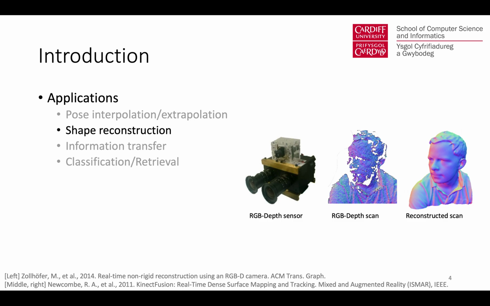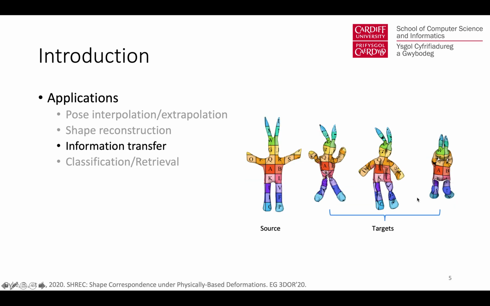In terms of shape reconstruction, a single view can be captured using RGB sensors, but due to occlusion, they can't have the entire surface captured, and therefore multiple views need to be fused using these correspondences for alignment. Information transfer: once we know the correspondence between source and target, we can use that to transfer information such as textures from the source to the target.